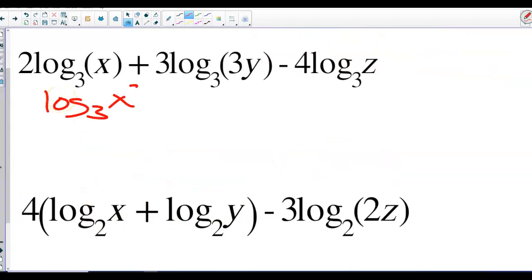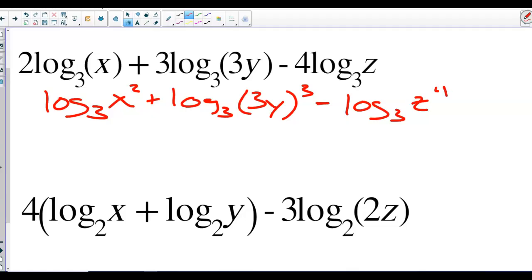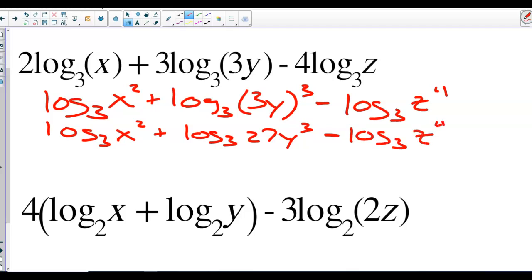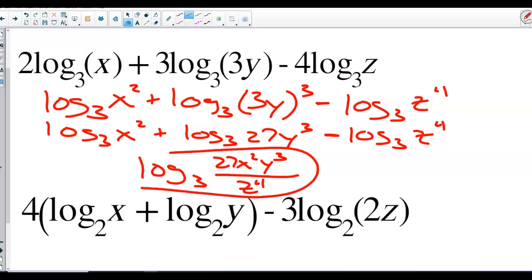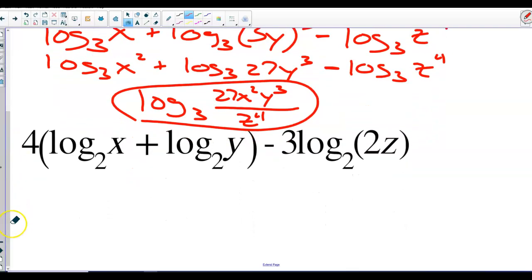So log base 3, we're going to put the exponent up there. Log base 3, we get 3y cubed minus log base 3 z to the 4th. I'm going to change, and I'll write it out. 3 cubed is 27y cubed. And now, we can get this all to one log. x squared times 27y cubed is 27x squared y cubed, minus we divide z to the 4th. And there's our answer.